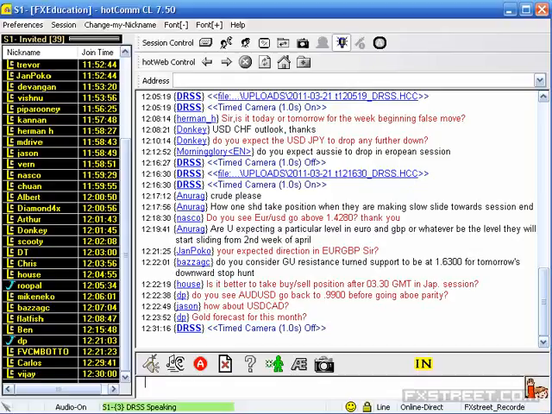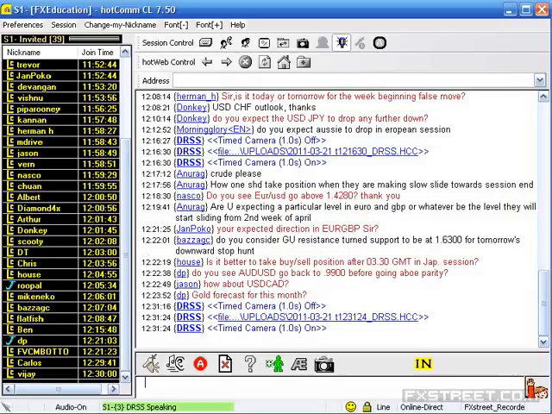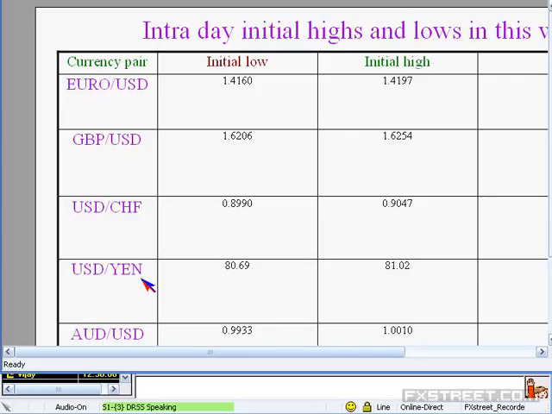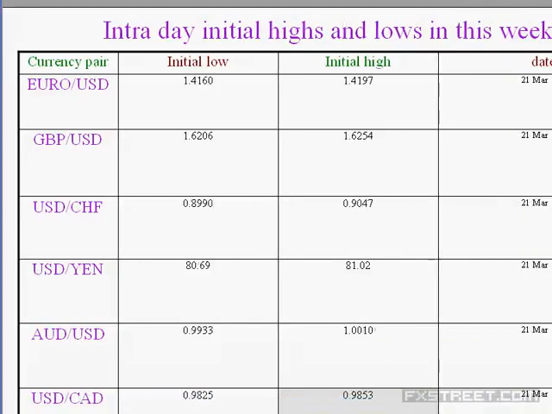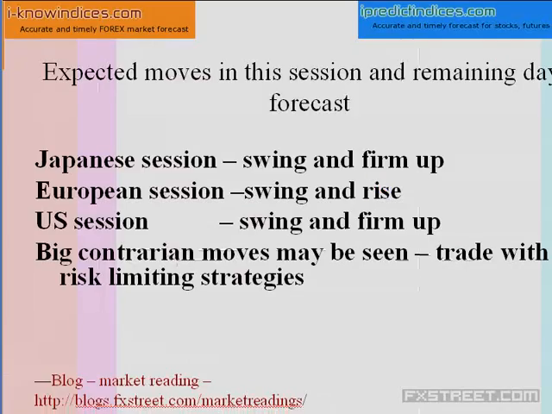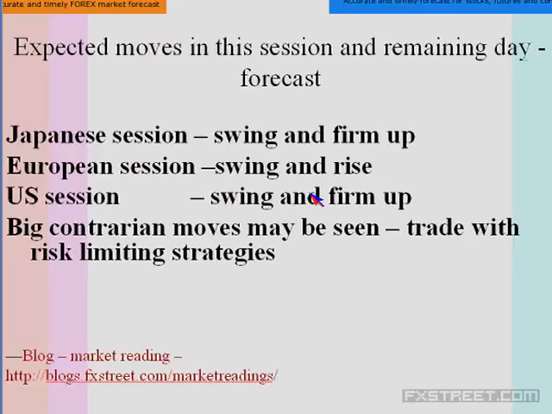So let me go back to the PowerPoint presentation. Expected market moves for today: swing and firm up moves are expected during the Japanese session, and during the European session swing and rise moves could be seen. Quick rise could be seen during the late European session. Then swing and firm up moves could be seen during the US session.